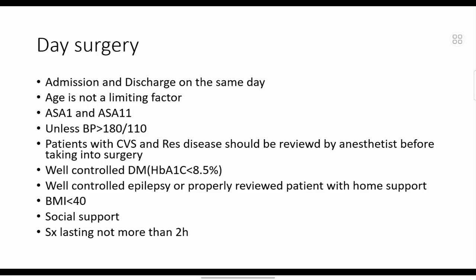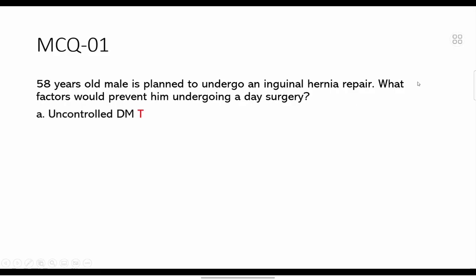And ideally, the surgery should not be prolonged more than 2 hours. It should be a short surgery, like carpal tunnel syndrome, the surgery we are seeing in the minor table. So those are the day surgeries. These are the indications that we are expecting. So this is the whole MCQ regarding that. But they have asked directly the points. If we know that, we can directly answer.